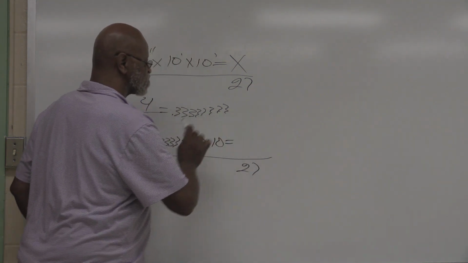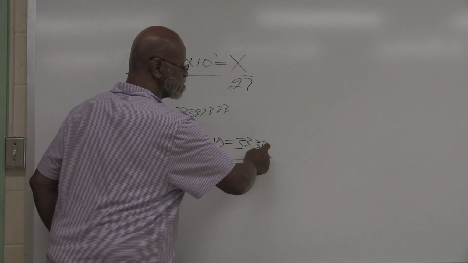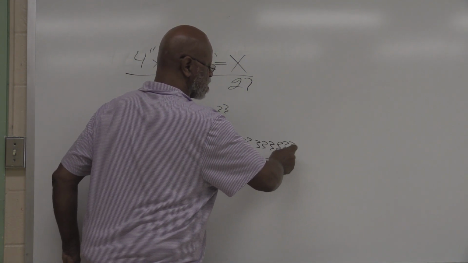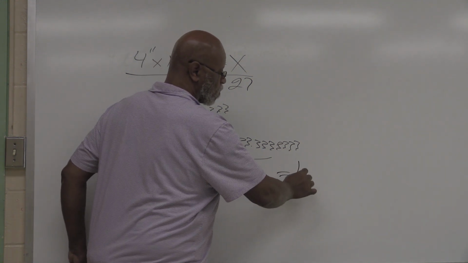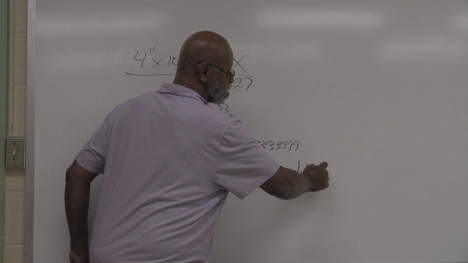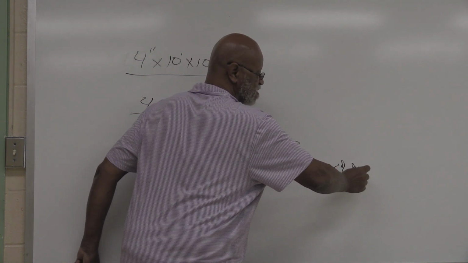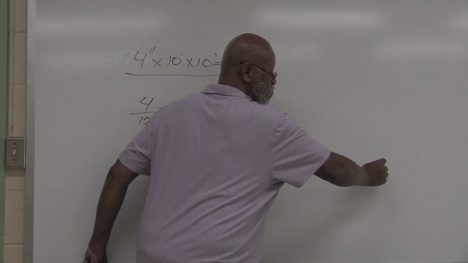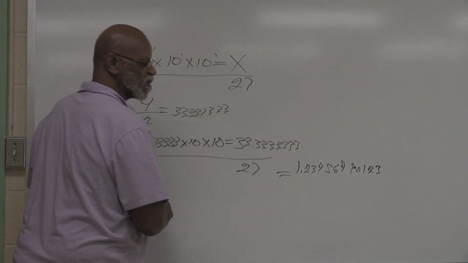Let me show you the answer. So when we did this, it is 33.33333. Then to divide by 27 is going to equal 1.23456790123. That is the answer. Okay, but I want to show you a different way to calculate it.